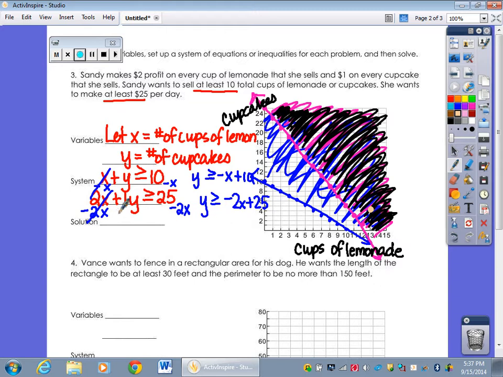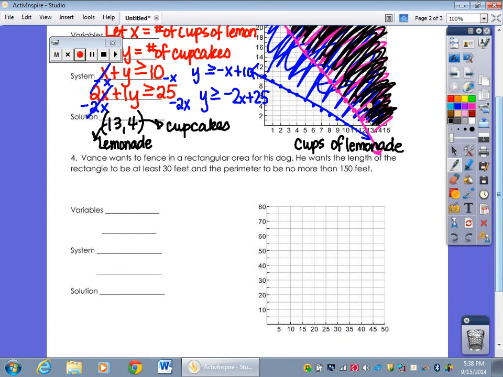So a solution could be 13 cups of lemonade and 4 cupcakes would get her at least $25. So 13 cups of lemonade and 4 cupcakes would be a solution, but there are tons of others that we could use.